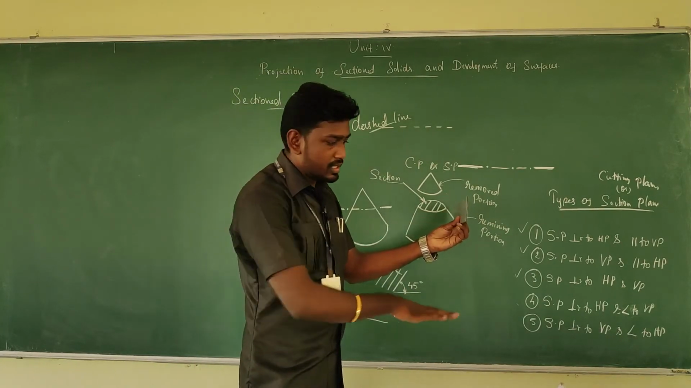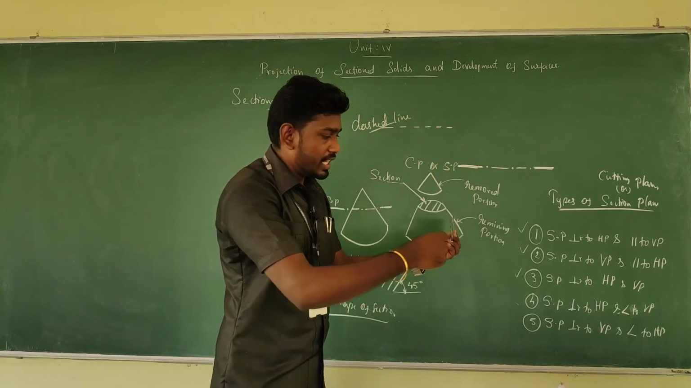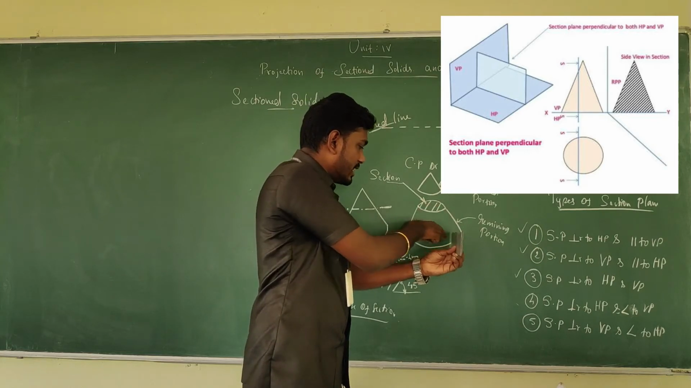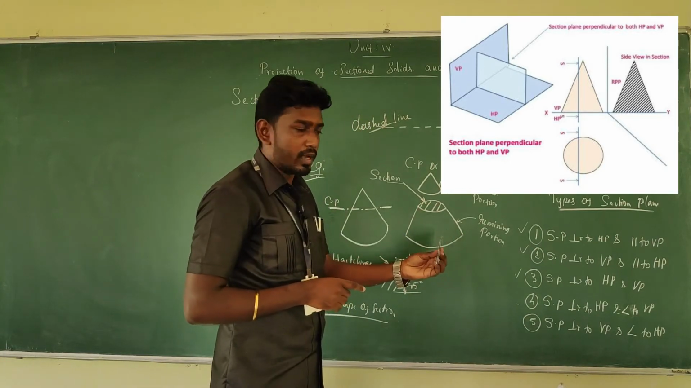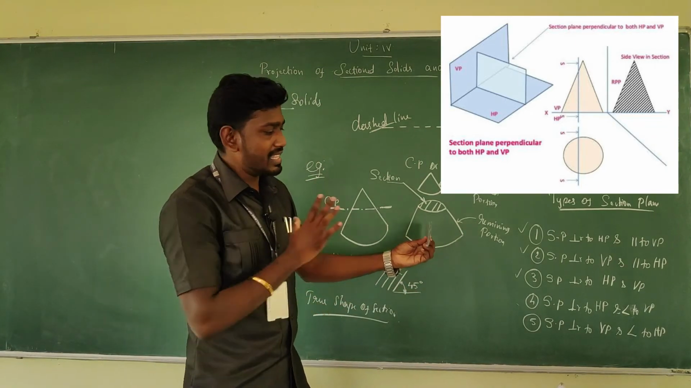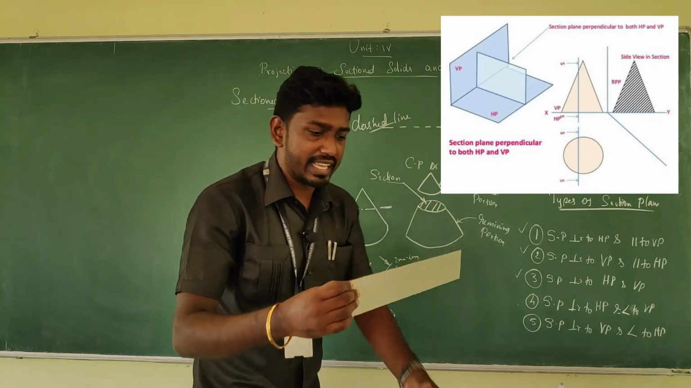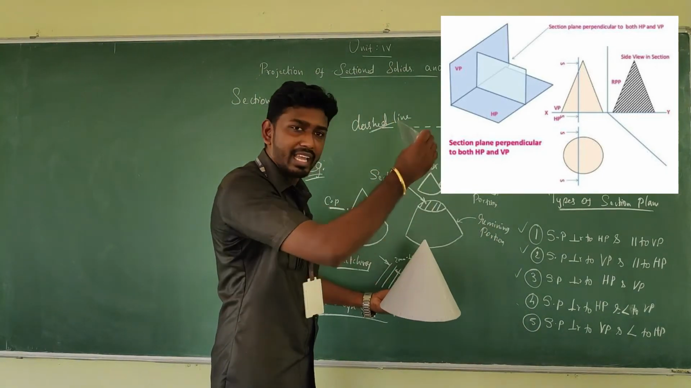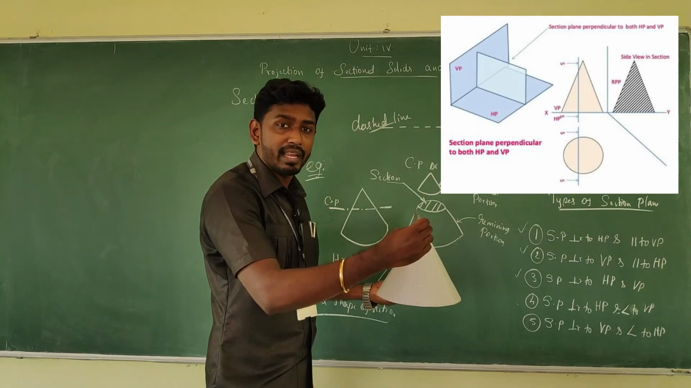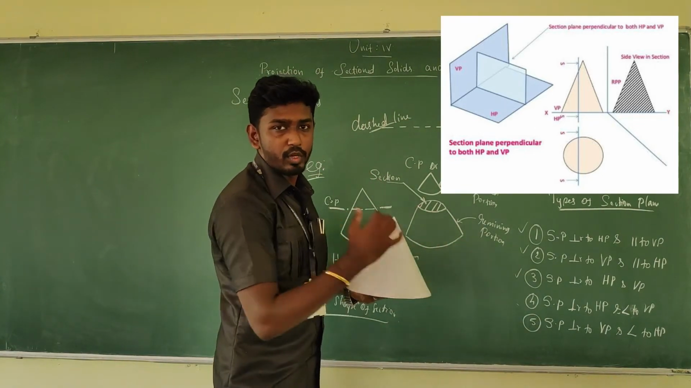If I keep it like this, see, the ground is the horizontal plane and this is a vertical plane. It is making 90 degrees with the ground as well as 90 degrees with VP. So this is the exact position for the third one, perpendicular to both HP and VP. If it is the case, the object will be cut something like this. The portion between the observer and the cutting plane is the removed portion, and the rest is the remaining portion.